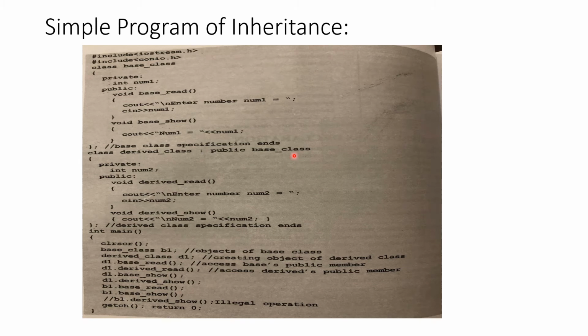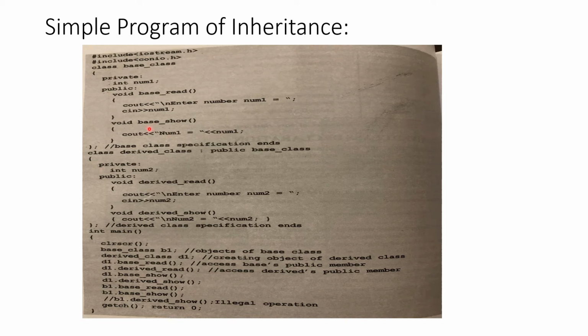Now I'm giving you an overview of a simple program of inheritance, how we are going to use it. We have a base class, its name is base_class, having the data member num1 and two member functions declared in public, base read and base show. Base read is used to enter the value of num1, and base show is used to display the value of num1. After that, we want to derive a class from this base class. That class is derived_class.